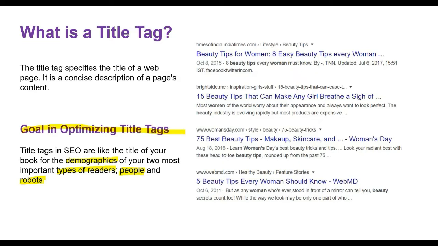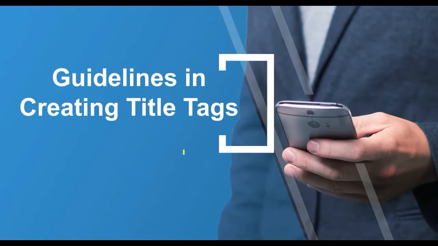Okay, so if your title tag matches what your searchers are looking for, then it can appear on the first page of the search engine result. And that's very important. That's why we are optimizing our title tags. Okay, so the next one, we will talk about guidelines in creating title tags. There are different steps in creating the title tags, or different guidelines that we have to follow.